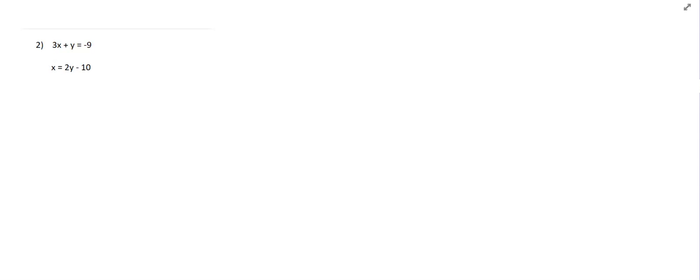But even in a quick glance, I can see that 3x and x are not opposites, and y and 2y are not opposites. So I'm going to look at the possibility of using substitution. And what I do see is that this 2y minus 10 is set up to take the place of x in the first equation. So that's what I want to do. I want to set up in place of x, I want to plug in the 2y minus 10.